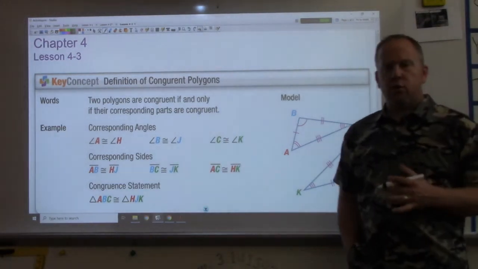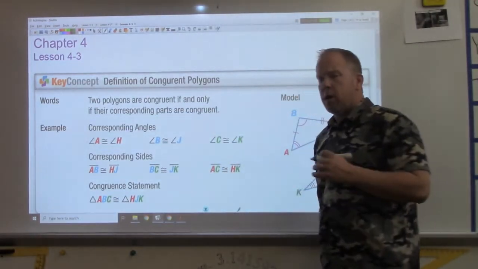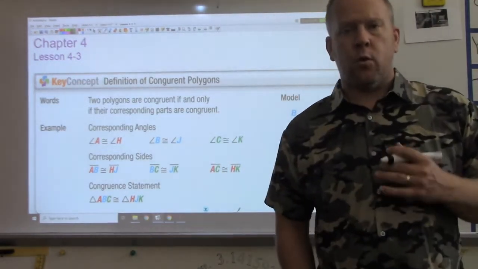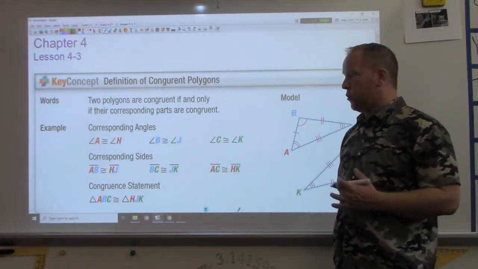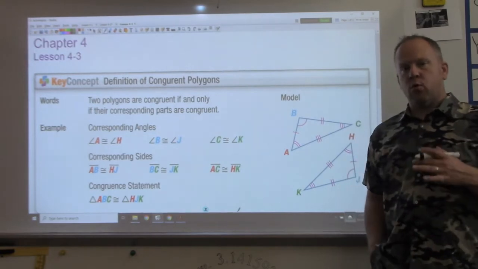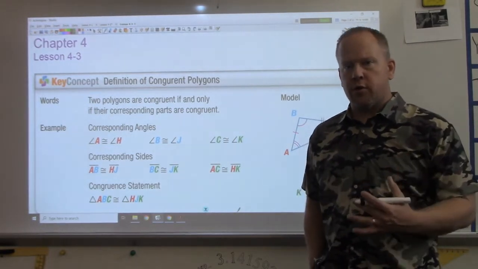So let's talk about the notion of congruent polygons. Congruent polygons, it says right here, two polygons are congruent if and only if all of their corresponding parts are congruent. By corresponding parts, of course, we're referring to their angles and their sides. Now, the more sides your polygon has, the more pairs of corresponding congruent parts they're going to have.